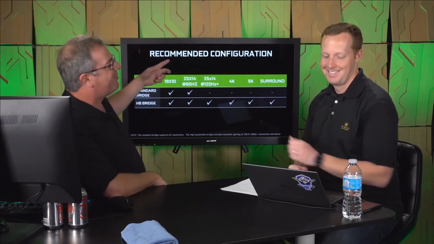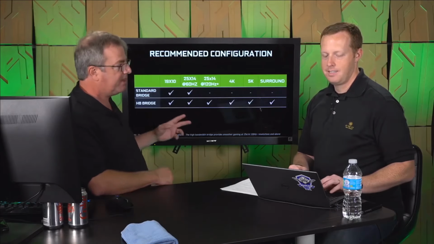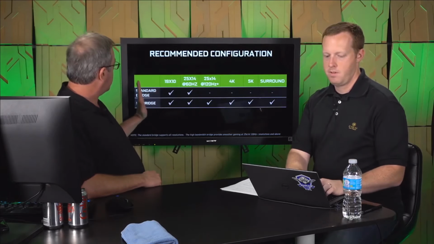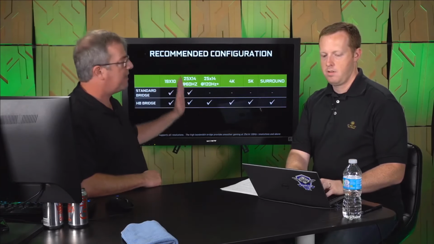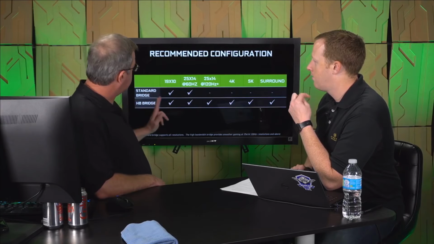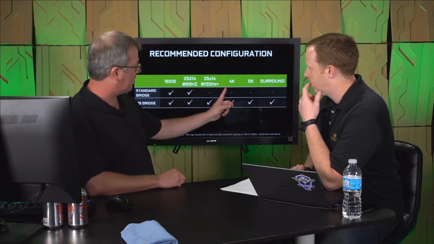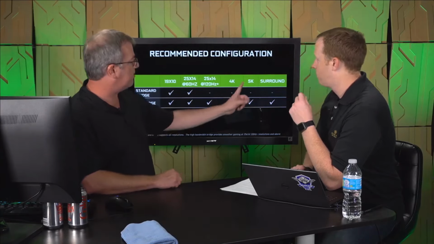So what you can do with this new bridge is all about higher configurations of displays. What's happened is our standard bridge sort of ran out of bandwidth at a single display running at 2560 by 1440 and 60 hertz. This is roughly the limit that we can support on our older bridges with Maxwell. Now with our high bandwidth bridge, we can actually support 2560 by 1440 at 120 hertz and up. We can support 4K, we can support 5K, and we can support surround.